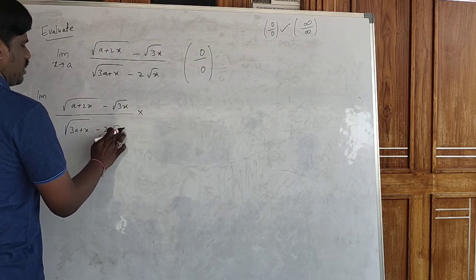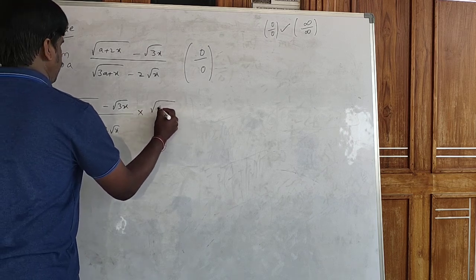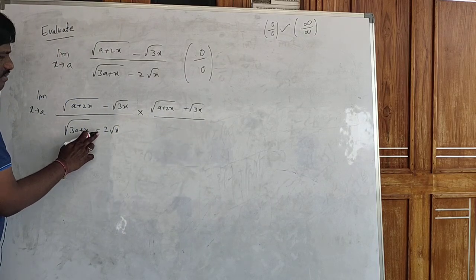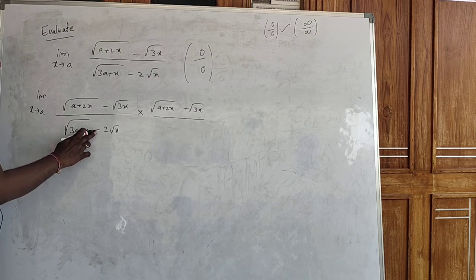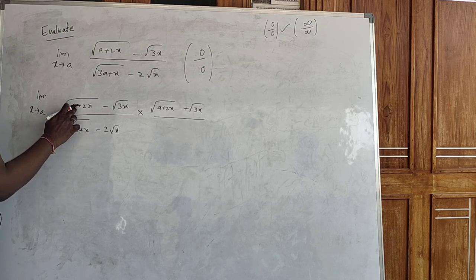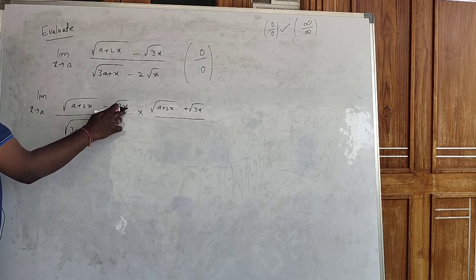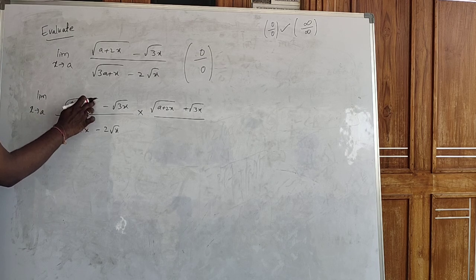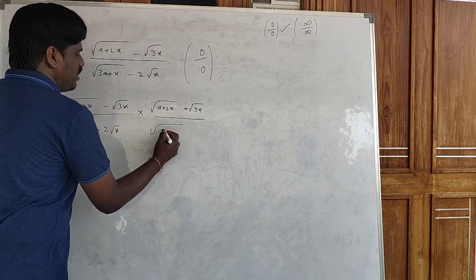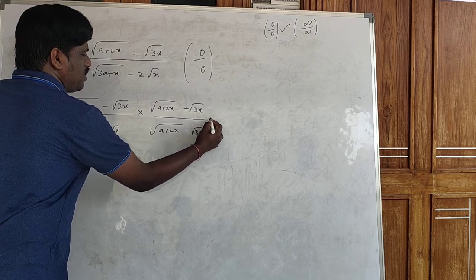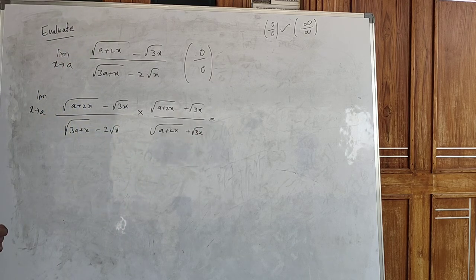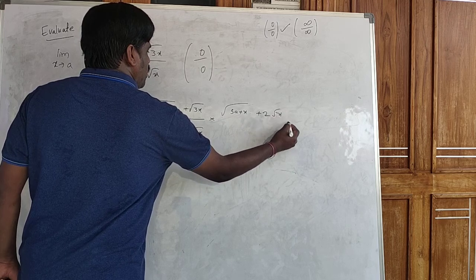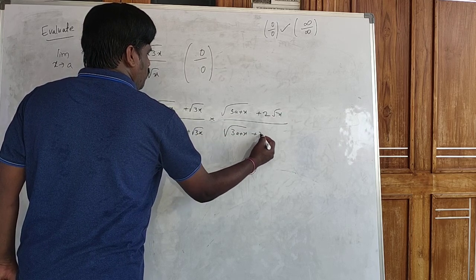I will multiply and divide with under root of a plus 2x plus root 3x. See here what I do: I will rationalize this. The rationalization factor for square root of a plus 2x minus square root of 3x is square root of a plus 2x plus root 3x, because the minus changes to plus. That is the rationalization factor of the numerator. And I do the denominator rationalization factor also, so I get under root of 3a plus x plus 2 root x divided by under root 3a plus x plus 2 root x.